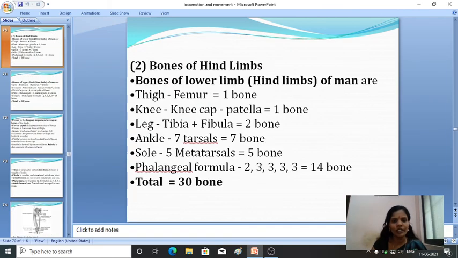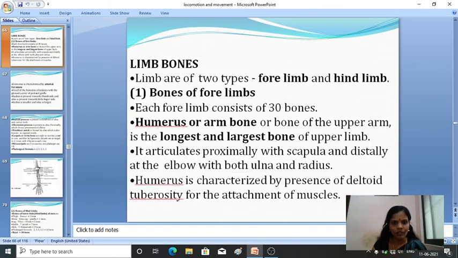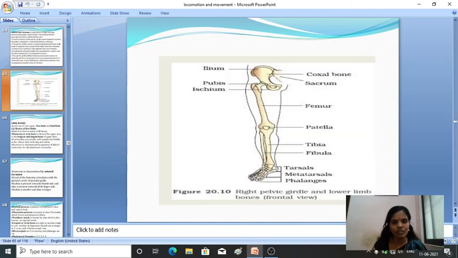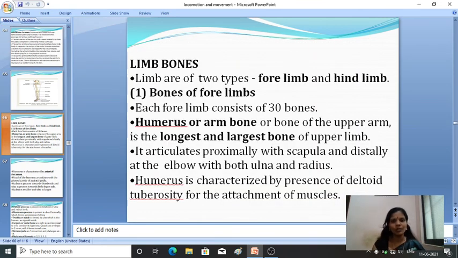Then before that we discussed the bones, types of bones. Limb bones: the humerus, or the arm bone, is the longest and the largest bone of the upper limb. Okay, it generally helps in the attachment of the muscles.